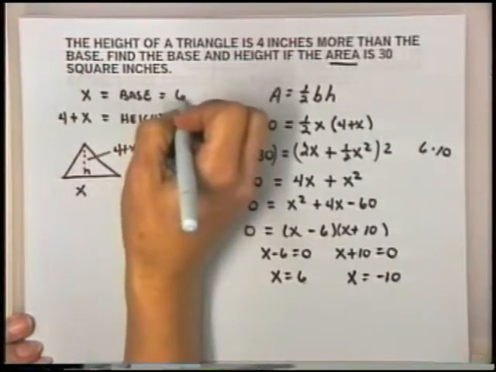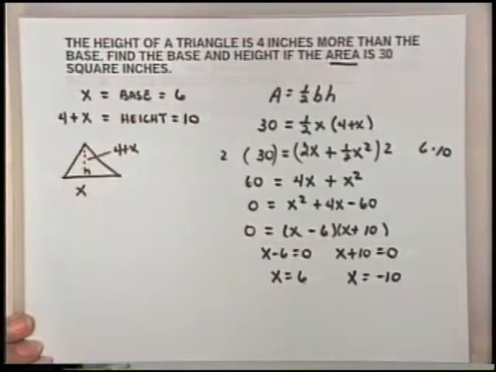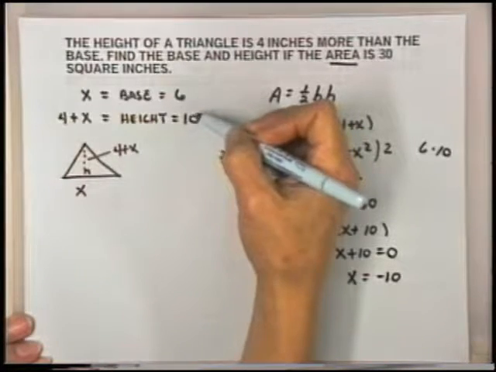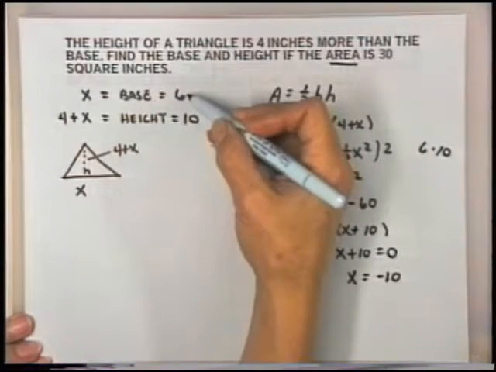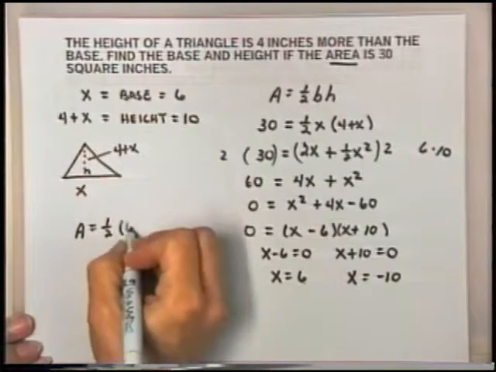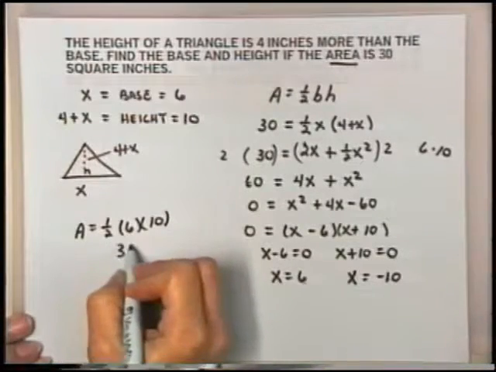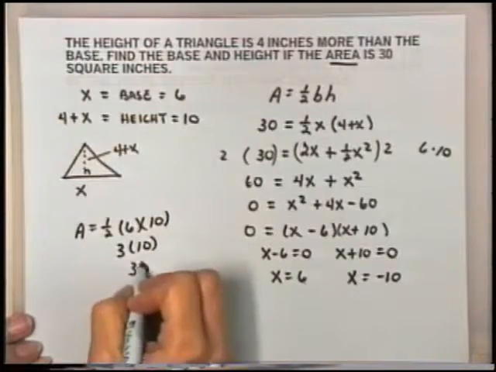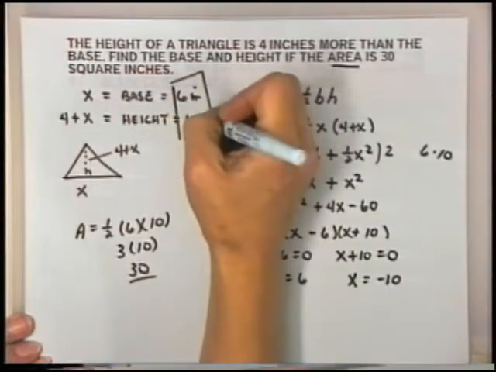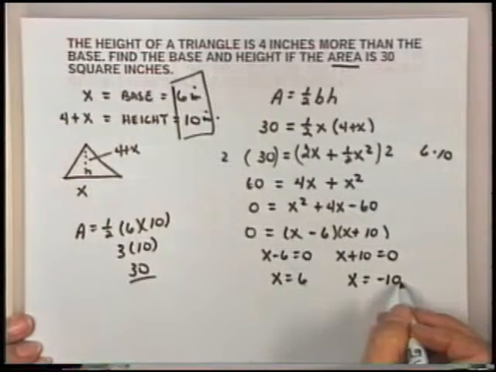x represents our base. 6 is a possible choice. 4 plus 6 would give us 10 for the height. Notice that our height is 4 inches more than our base, and if I do the area, 1/2 times base 6 times height 10, 1/2 times 6 is 3, times 10 is 30. So this is a correct solution, 6 inches and 10 inches.